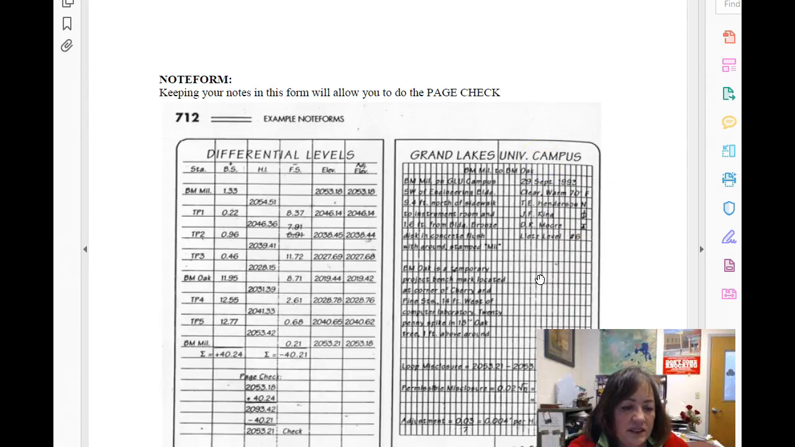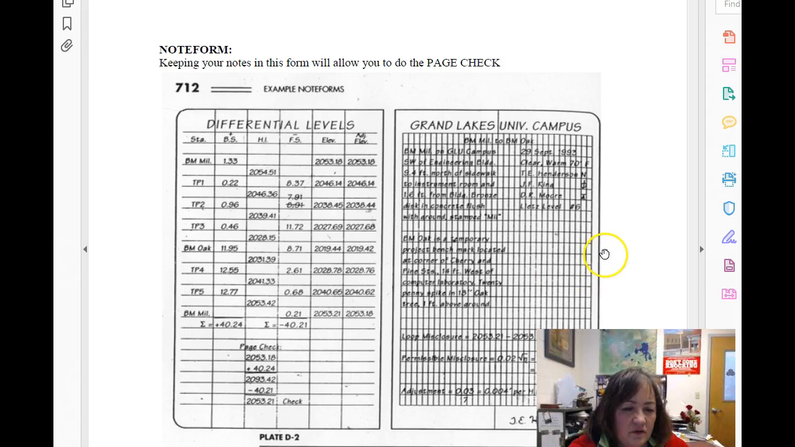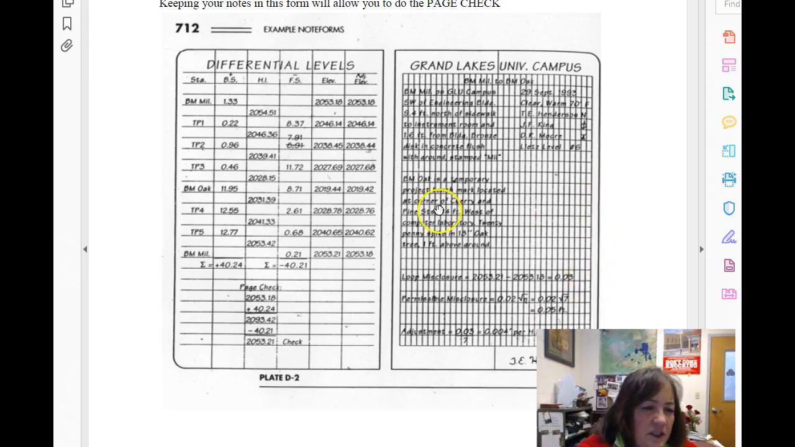Okay, so here is a larger picture of the note form. A little bit more about error adjustment here, but you'll see all the backsides. The backsides for this loop, not the same one as the picture. This is a different loop, more complete. The sum of the backsides is 40.24 feet. The sum of the forward sights is 40.21 feet. So the loop misclosure is this minus this, which is over here 0.03 feet.